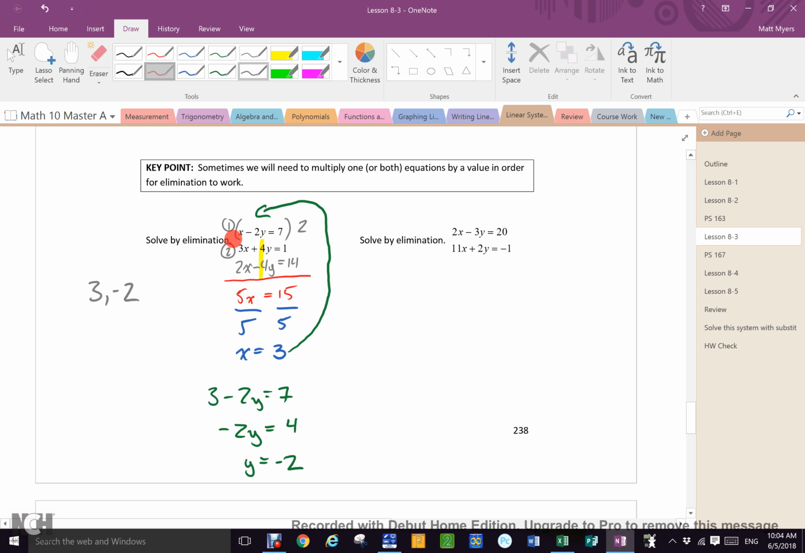And then I check. Negative 2 times negative 2 is positive 4. 3 plus 4 is 7, so I am good. 3 times 3 is 9. 4 times negative 2 is negative 8. 9 and negative 8 is 1, so I am good.